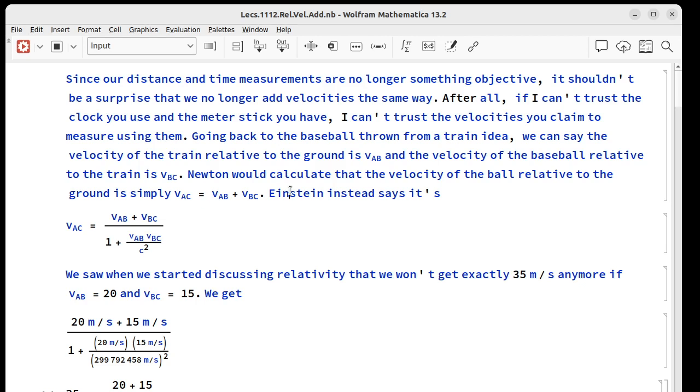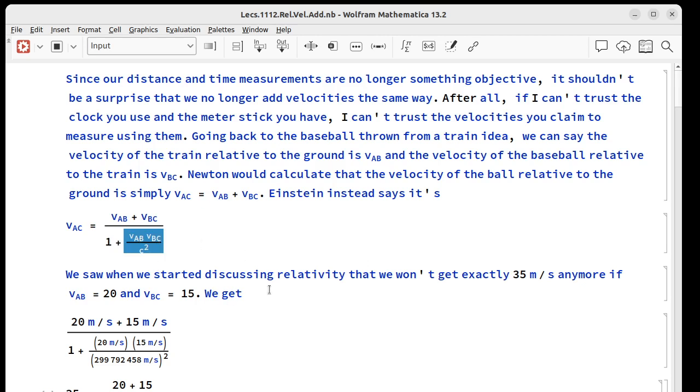Surprising they won't agree on velocity measurements, since that's what we make a velocity measurement using our distance and time measurements. So if we go back to the idea of throwing a baseball on a train, we can say the velocity of the train relative to the ground is VAB, and the velocity of the baseball relative to the train is VBC. Newton would say the velocity of the ball relative to the ground is just the sum of the two, VAB plus VBC. Einstein says it's VAB plus VBC, but then we have to divide by 1 plus the product of those velocities over c squared.